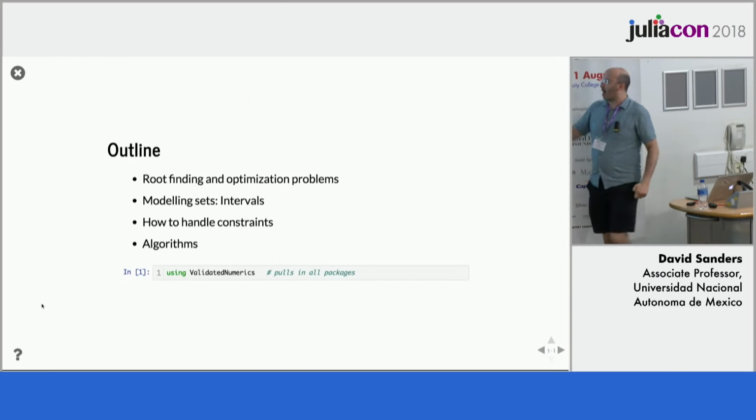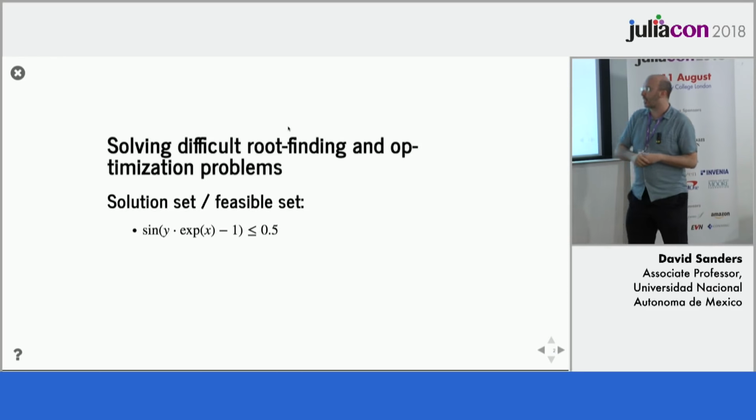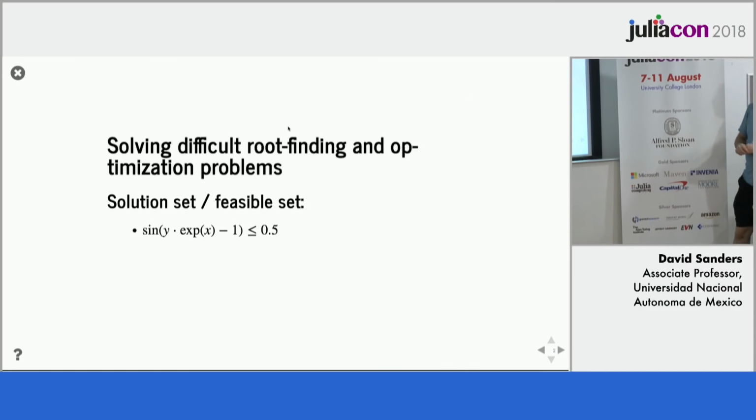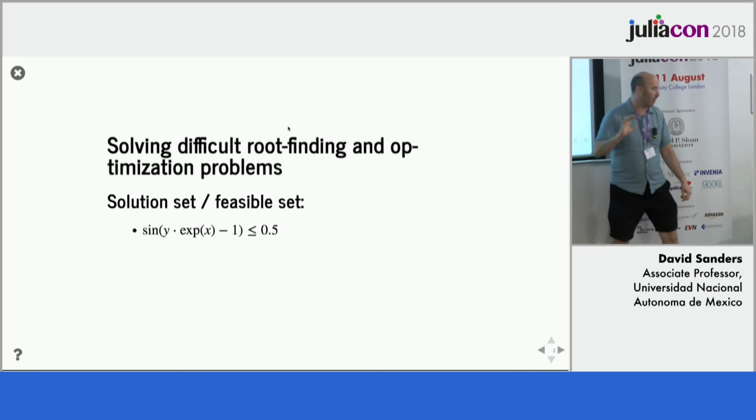Okay, so let's look at some difficult problems. Suppose we have this inequality: sine of y times x of x minus 1 is less than 0.5. What set does this inequality describe? This could be inside some optimization problem. This is part of the so-called feasible set, which is the set of points that satisfy the constraints in some optimization problem. But without even going to the optimization problem, we can ask, what is the shape of that set?